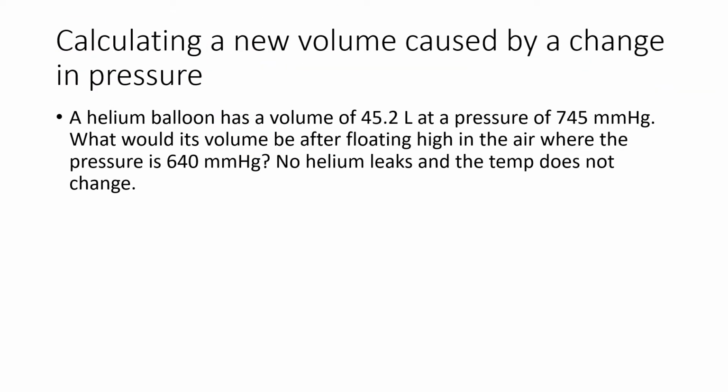A helium balloon has a volume of 45.2 liters at a pressure of 745 millimeters of mercury. What would its volume be after floating high in the air where the pressure is 640 millimeters of mercury? Volume 1. You'll notice that these are related. The volume is at a pressure, so that has to be pressure 1. What would its volume be after floating high enough to a different pressure?